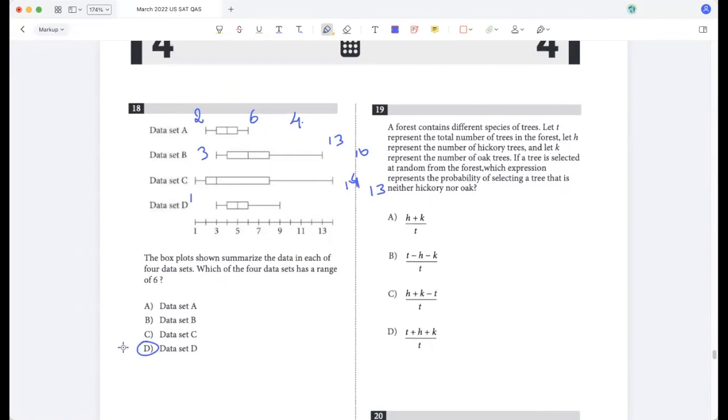A forest contains different species of trees. Let T represent the total number of trees in the forest, H the hickory trees, and K the oak trees. If a tree is selected at random, which expression represents the probability of selecting a tree that is neither hickory nor oak? So total is T, and neither hickory nor oak will be T minus H minus K, because H is hickory and K is oak. So the probability is (T minus H minus K) by T.